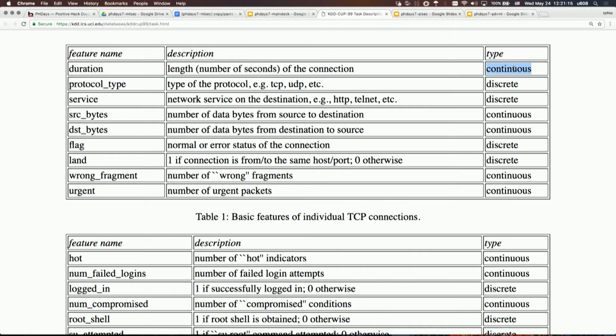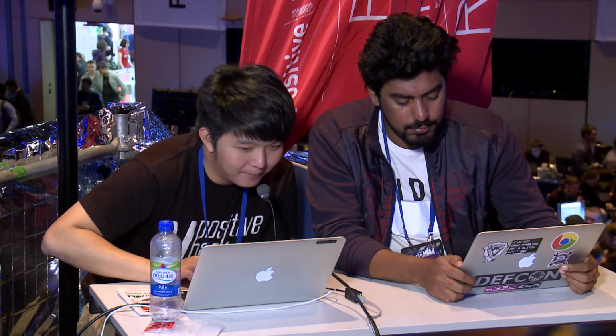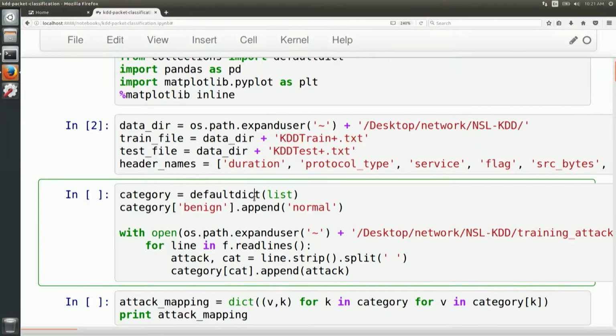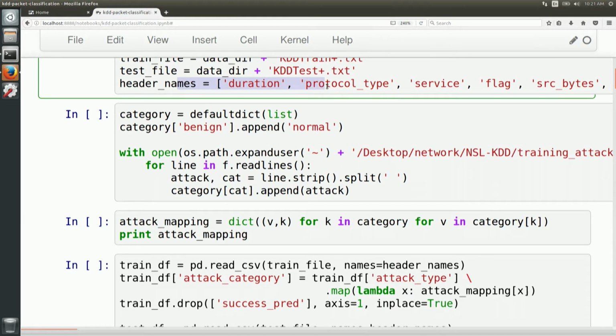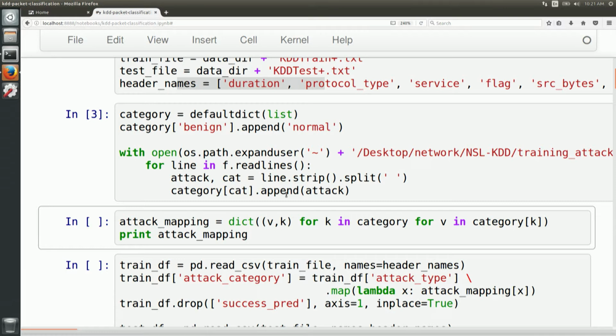So what does continuous and discrete mean? Continuous just means that it's a real value number, something like 1.1 or 0.7, 0.5. Discrete just means that it's a symbolic variable, something that belongs to two or more classes of values. For example, protocol type can take on the values TCP, UDP, ICMP, something like that. So in this case, we are defining the header names so we can read in this dataset, and let's just read it in.